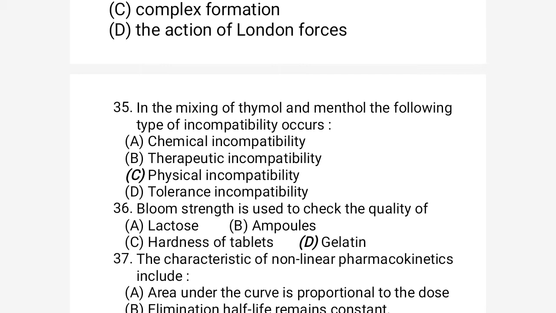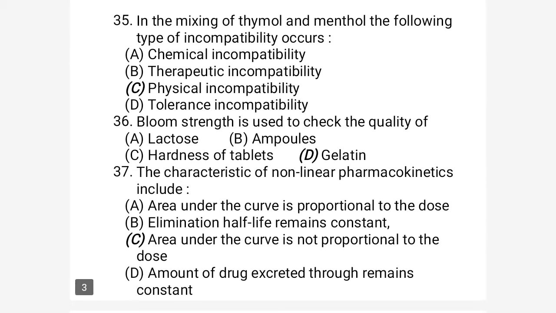So when thymol and menthol are both added, then what will happen? Chemical incompatibility, option A. Option B is therapeutic incompatibility. Option C is physical incompatibility. Option D is tolerance incompatibility. So when thymol and menthol are added, physical incompatibility will take place. The physical state of the compound will change. When thymol and menthol are added, the mixture will be liquefied. So physical incompatibility will be there. So option C is the correct option for 35.